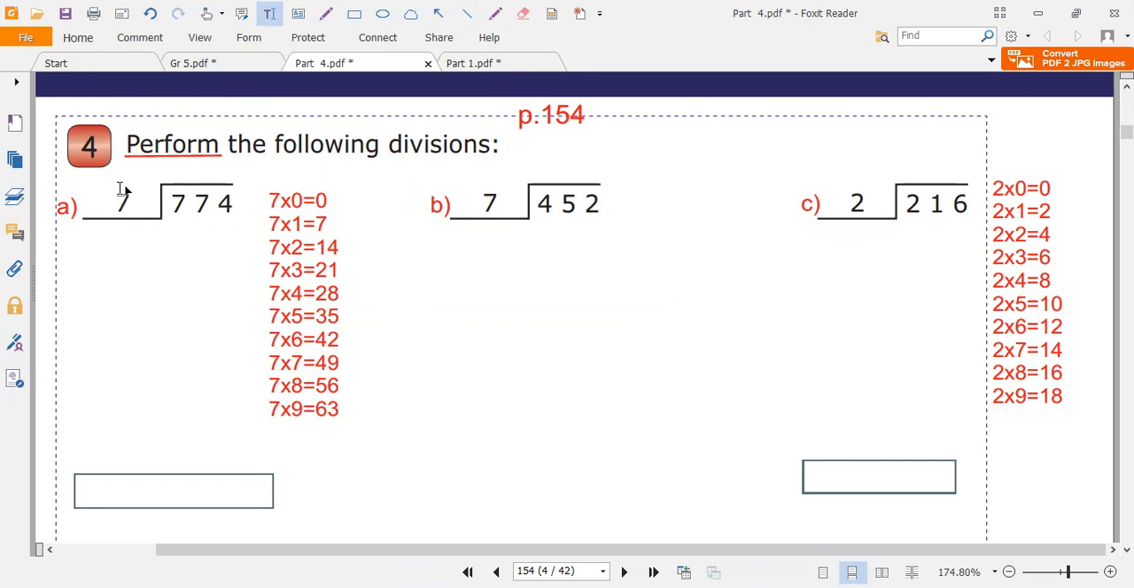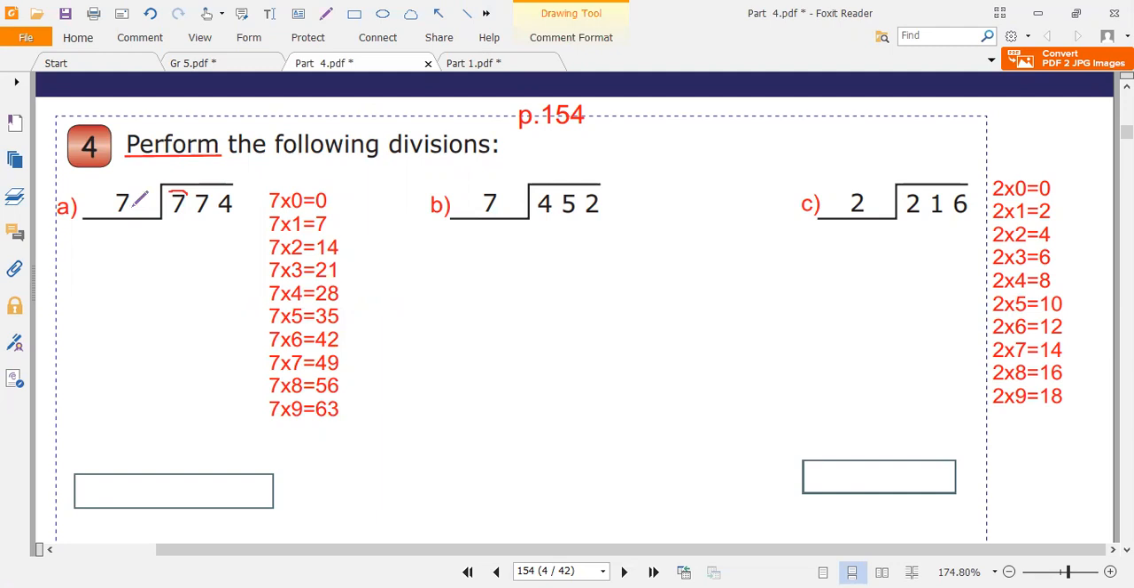The divisor is 7, so we need a 7 table. Now, we should take one digit. Look, we have 7. We take one digit from the left. And 7 is not smaller than the divisor. It's equal to the divisor, so we can take only one digit. And 7 divided by 7.